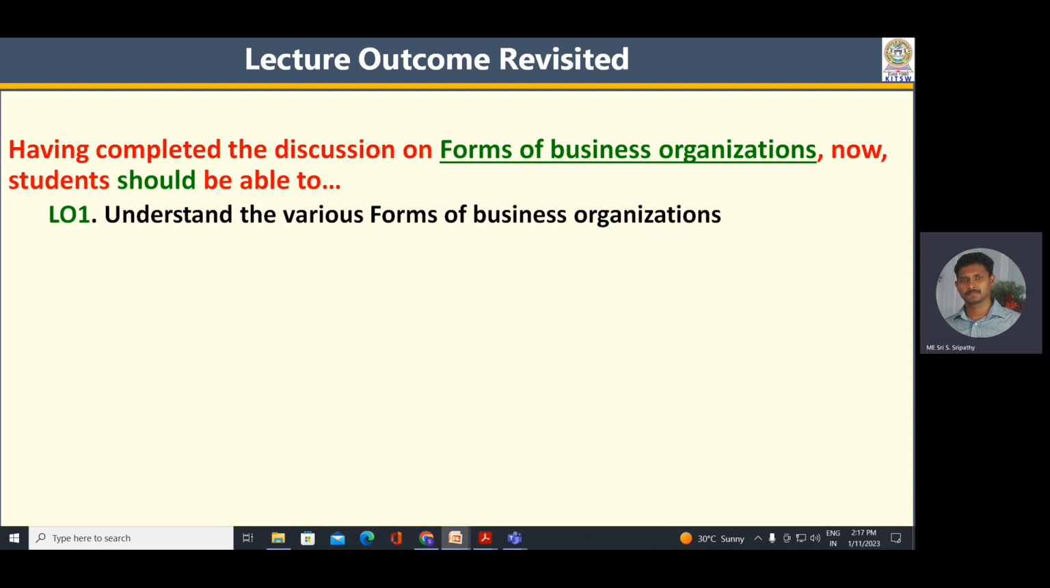Coming to lecture outcomes, having completed the discussion on forms of business organization, now a student shall be able to understand the various forms of business organization.